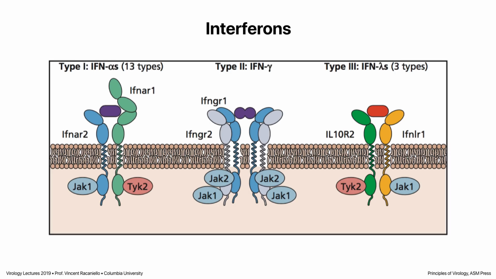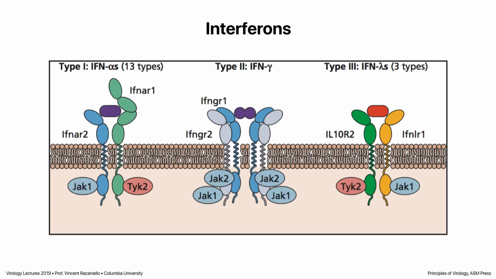There are three major types of interferons, type 1, type 2, and type 3, and each has a distinct receptor on the cell surface, on the plasma membrane, that engages the interferon. So type 1 interferons, there are 13 different types of type 1. That's the purple oval there. That's the interferon molecule, and it's binding an interferon receptor, which is composed of two different chains. And in the same way, type 2 interferon, or interferon gamma, binds a specific receptor, as does type 3, which is also interferon lambda. That's the red oval there.